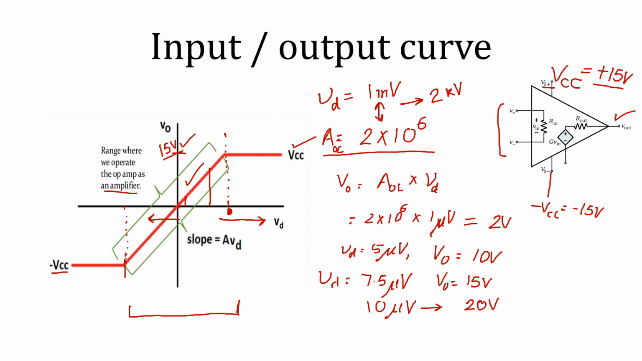So I am coming back to my previous question: if we are not able to amplify a very small signal of 10 microvolt, why are we not able to amplify? Because the output is constant, 15 volt. 10 microvolt, output is 15 volt. 15 microvolt, 20 microvolt, 100 microvolt, 200 microvolt, 1 millivolt, whatever value more than this, you will always get 15 volt. So it means we have reached the saturation region.